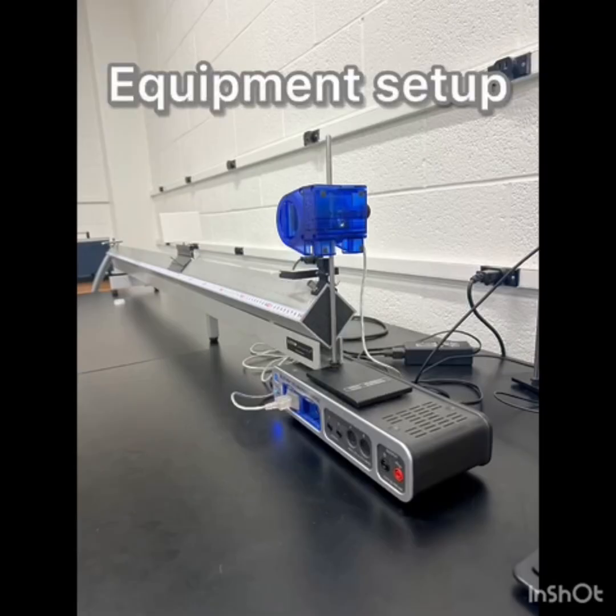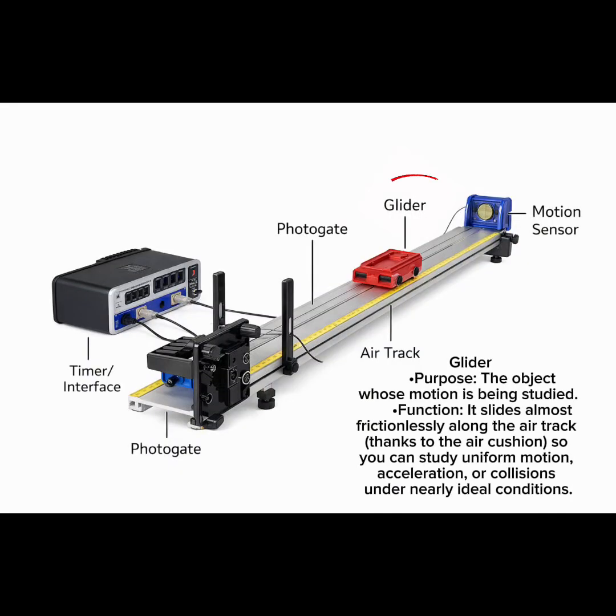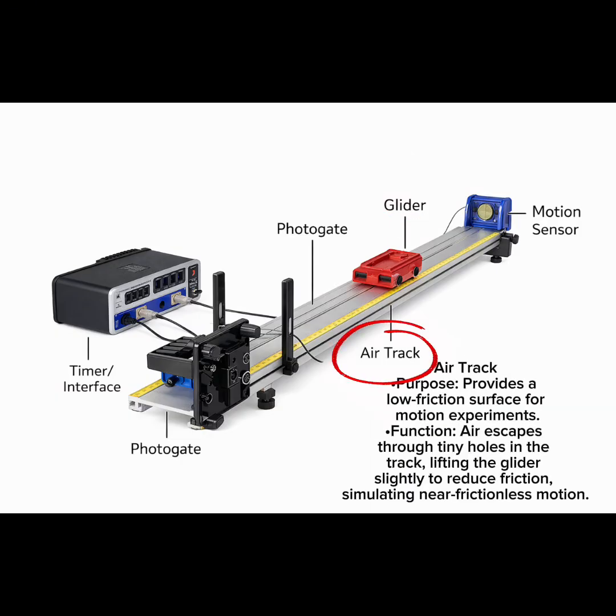Now, equipment setup. Glider. Purpose: the object whose motion is being studied. Function: it slides almost frictionless along the air track thanks to the air cushion, so you can study uniform motion, acceleration, or collisions under nearly ideal conditions. Air track. Purpose: provides a low friction surface for motion experiments. Function: air escapes through tiny holes in the track, lifting the glider slightly to reduce friction, simulating near frictionless motion.